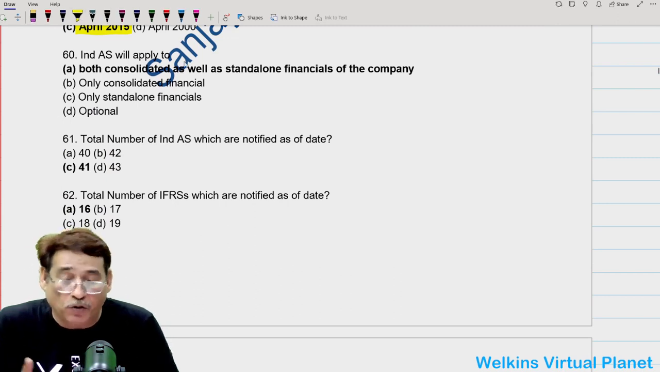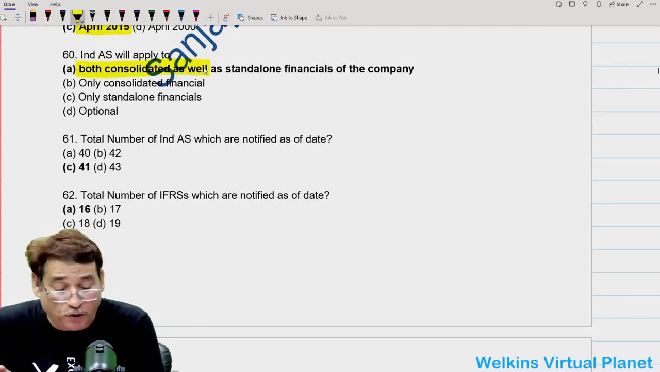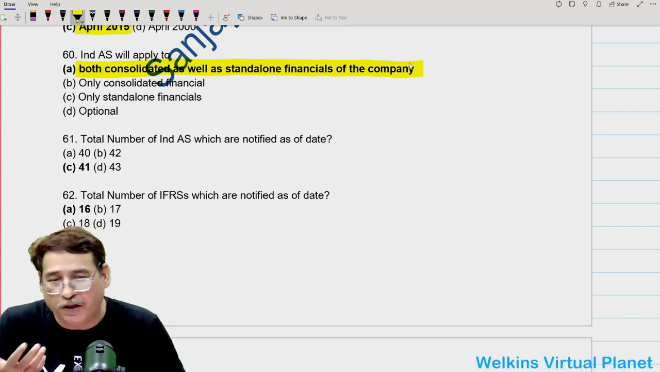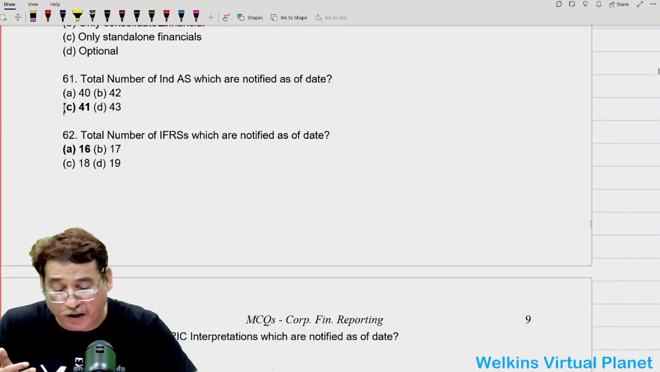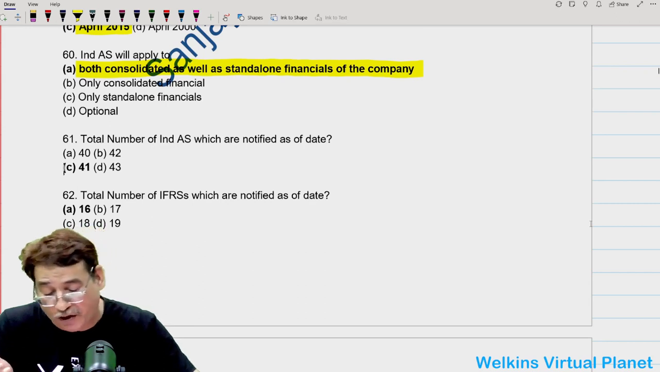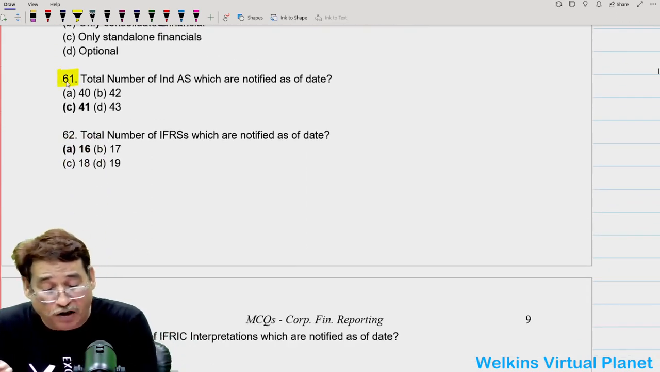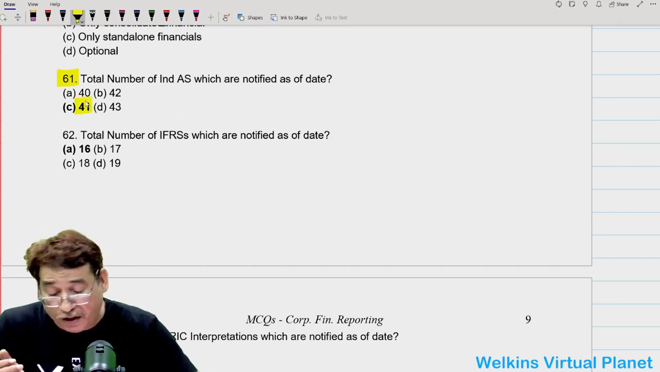Ind-AS will apply to both. As we know, Ind-AS applies to both consolidated as well as stand-alone financial statements. Stand-alone financial statement means separate financial statements or individual financial statements. We have already discussed that the total number of Ind-AS so far notified is equal to 41, correct?